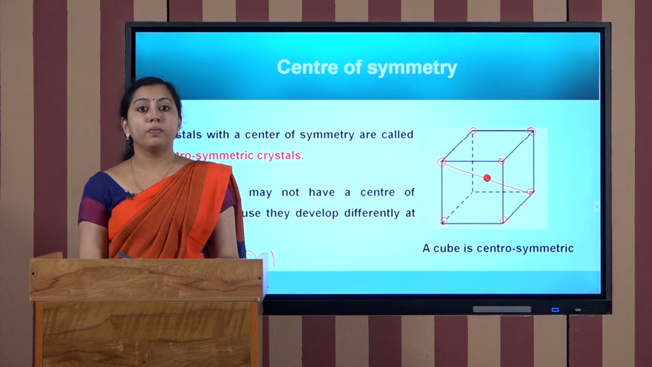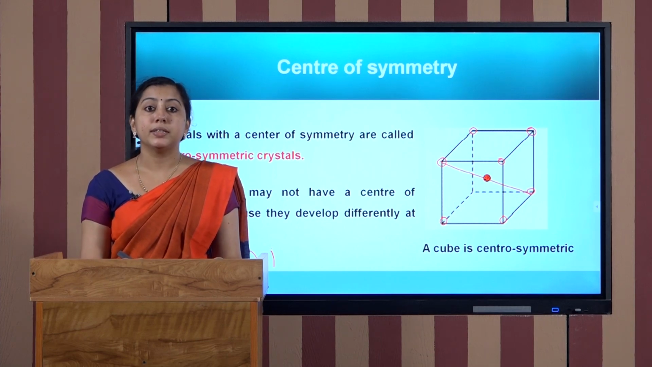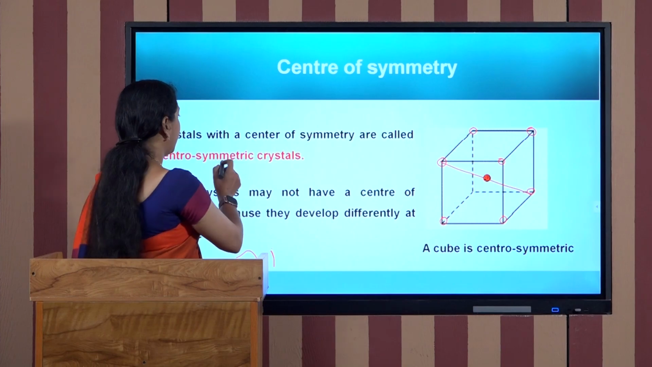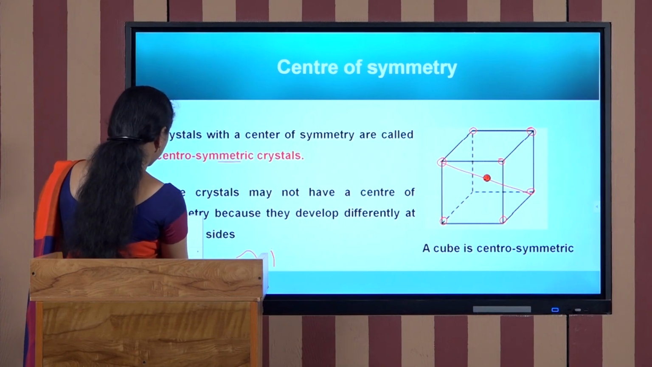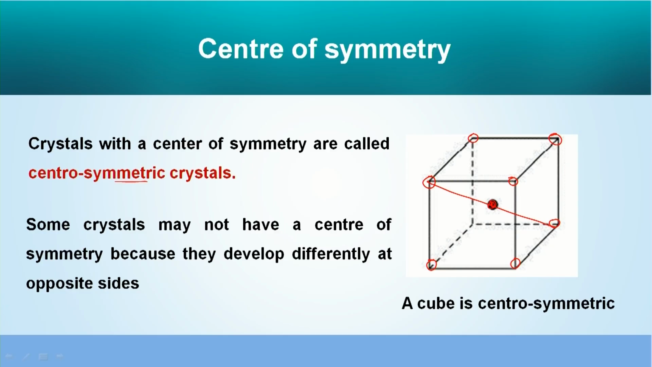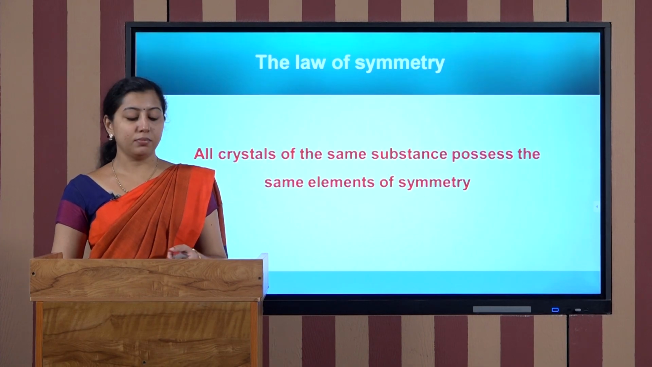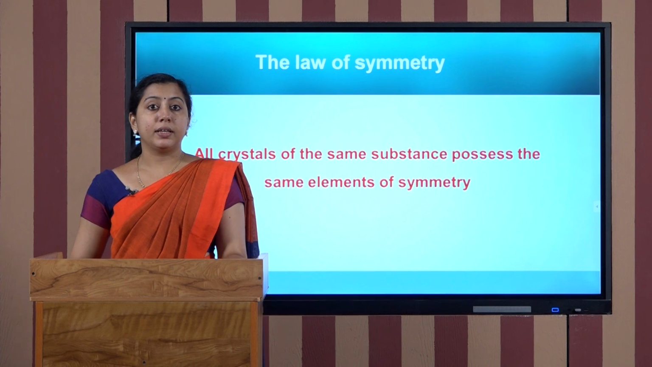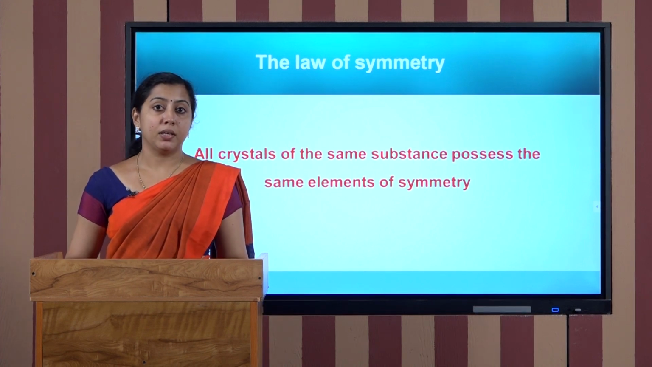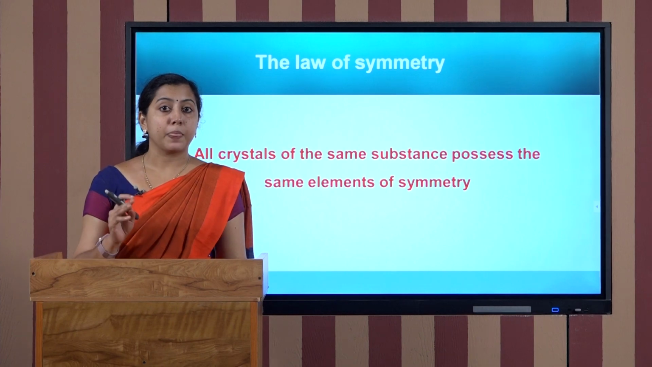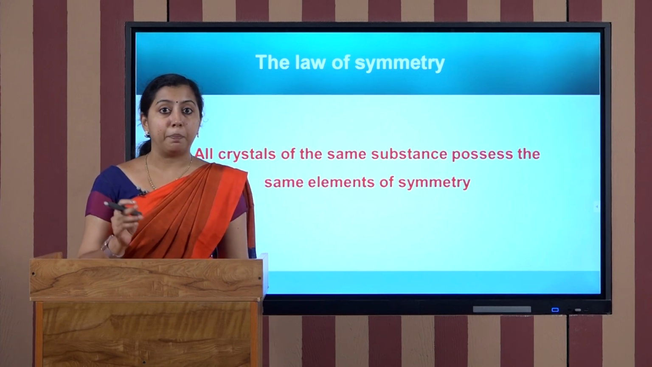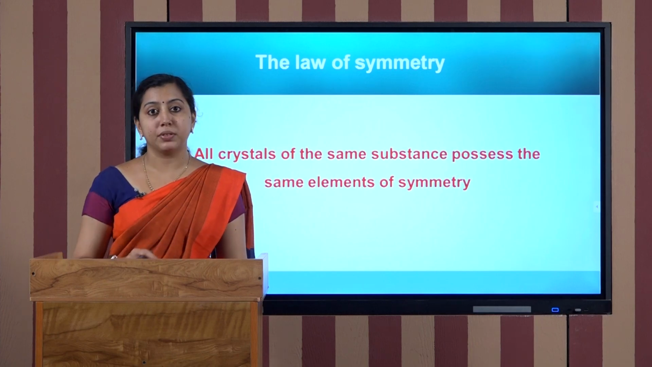And crystals with a center of symmetry are called centrosymmetric crystals. A cubic crystal is a very good example for a crystal with a center of symmetry. Some crystals may not have a center of symmetry because they develop differently at opposite sides. So, we have seen the various symmetry elements possessed by a crystal. We have the axis of symmetry or proper rotation axis, plane of symmetry and the center of symmetry.